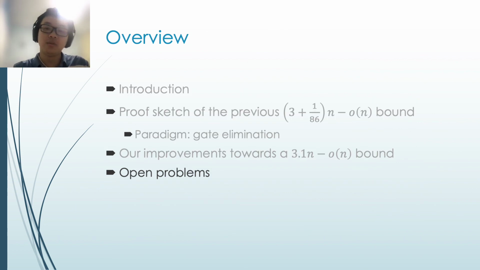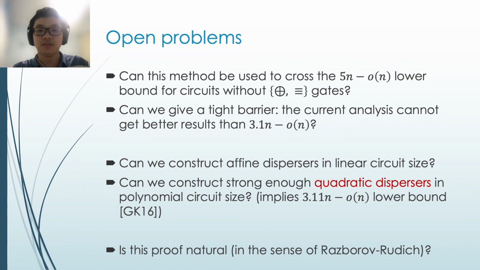Finally, let's talk about some open problems. First are some technical open problems related to our results. Recall that we talked about the 5n minus little n lower bound for circuits without linear gates. Can we use the methods in FGHK and our improvements to give a better lower bound in this setting? And can we give a tight barrier showing that the current analysis cannot give better results than 3.1n minus little n? Note that the barrier is already known for gate elimination, that superlinear lower bounds are not likely to be proved. But can we make the barrier tight to 3.1?